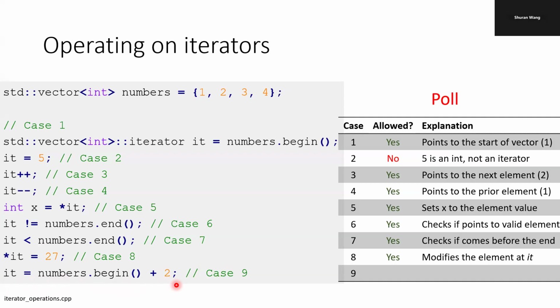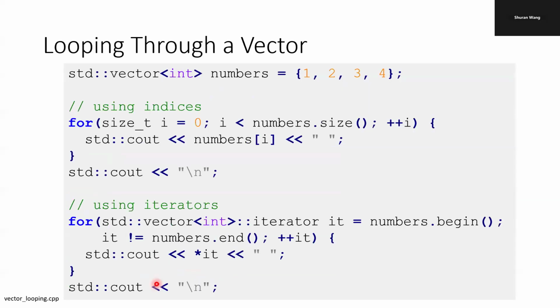Who thinks this is not allowed? This is allowed for vectors. This will point to the third element. numbers.begin points to the first element plus 2, then moves it backwards by 2.